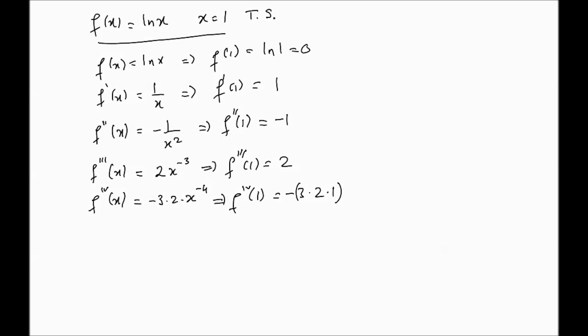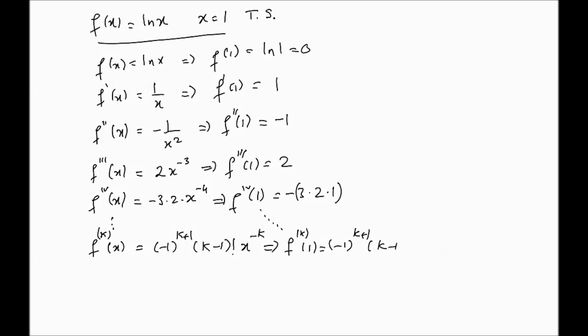So I'm starting to see a pattern emerge here. I would guess that here the kth derivative at x is going to be, in fact, minus 1 to the k plus 1, into k minus 1, because it's 1 less factorial. Okay, I'll explain that in a second. X to the minus k. So let me just calculate this, and then I'll explain, if you don't understand, how I get that. Okay, so here the kth derivative at 1 is going to be minus 1 to the k plus 1, into k minus 1 factorial.